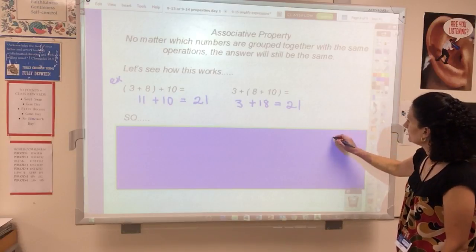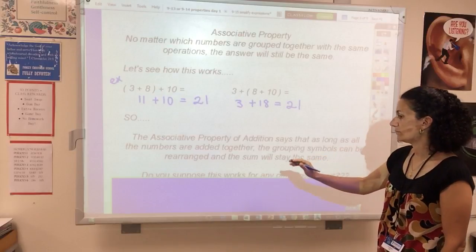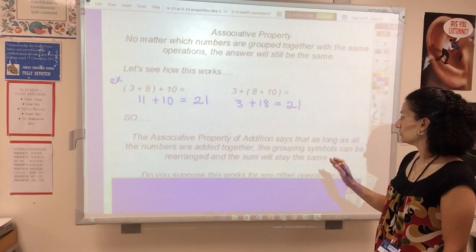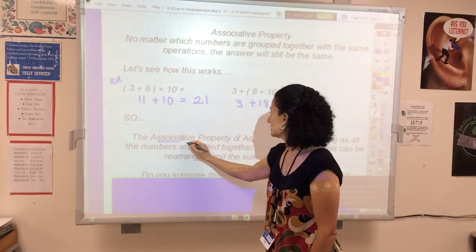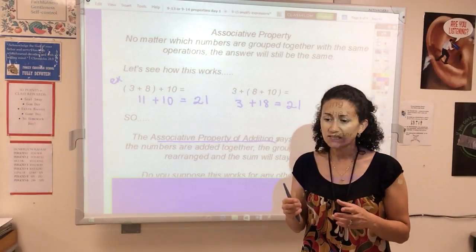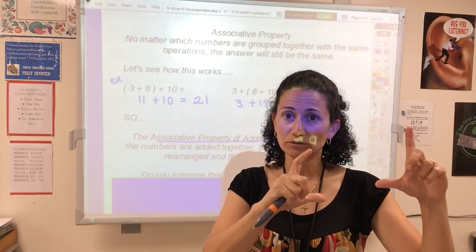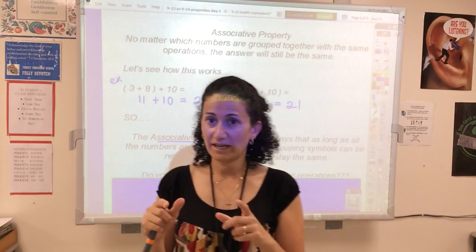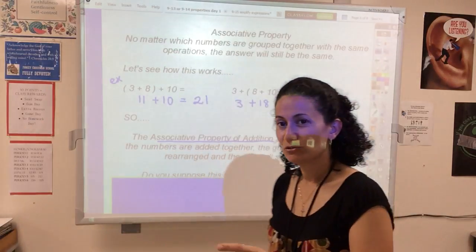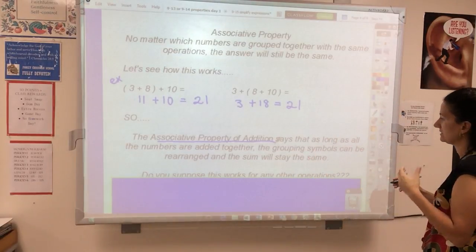So, the associative property says that as long as all the numbers are added together, the grouping symbols can be rearranged and the sum will stay the same. Another way to say that is the associative property says that when adding numbers, you can move the grouping symbols or the parentheses and still get the same answer. Okay, you can rewind me and I'll say it again. Grouping symbols can move when adding and the sum stays the same.